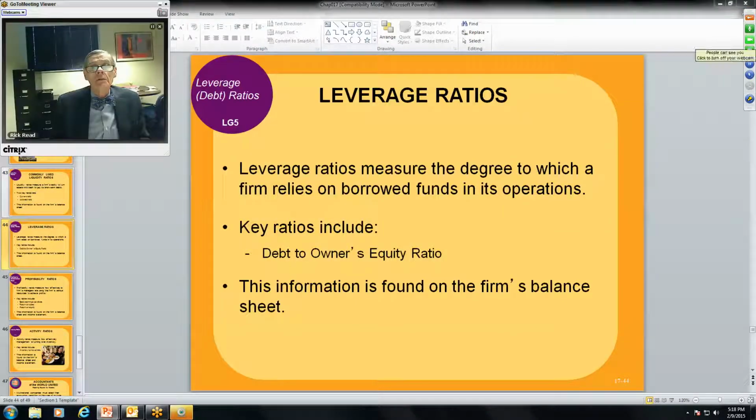Leverage just tells us how much we rely on borrowed funds. That's leverage. Key ratio here is the debt to owner's equity, and again, found on the balance sheet.